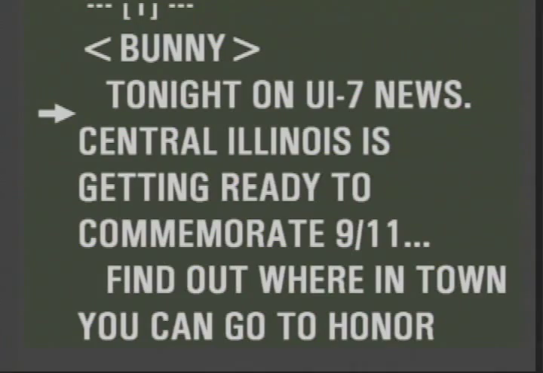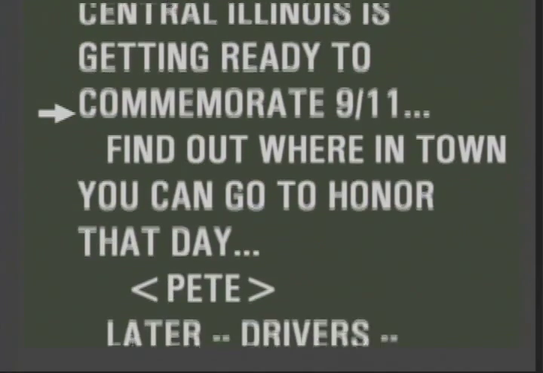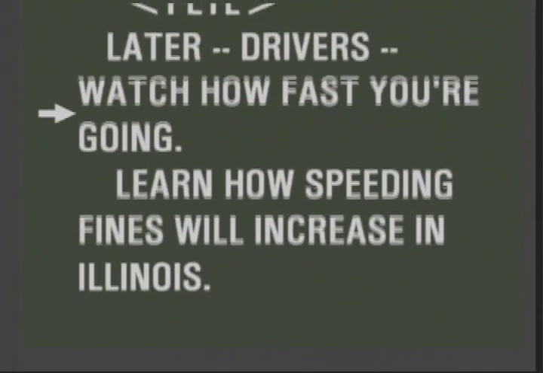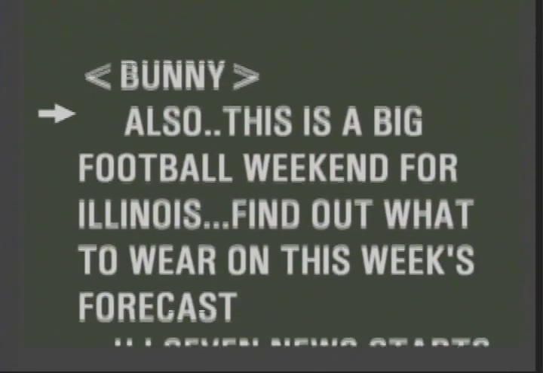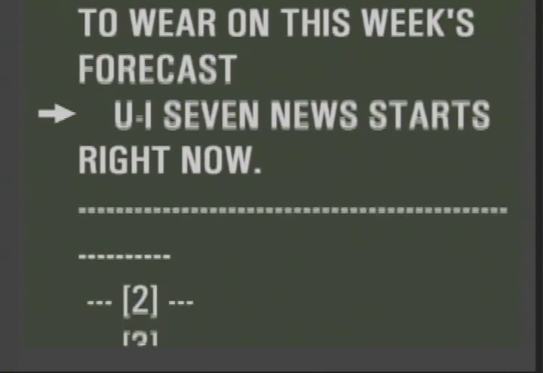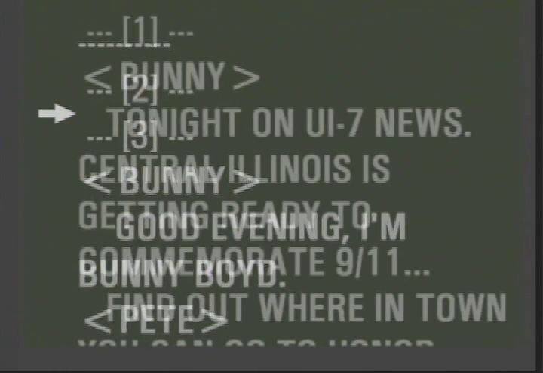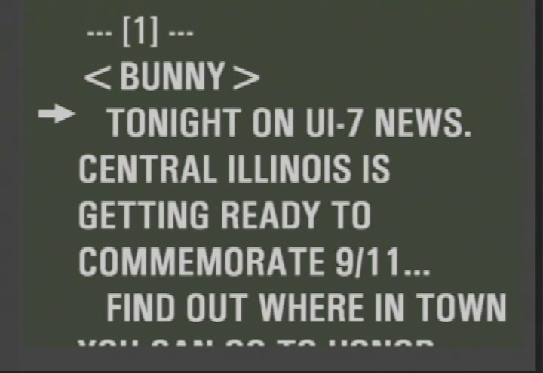This is another example of bad prompting. Tonight on UI7 News, Central, find out later, drivers. Learn how. Also, there's football this weekend, Illinois. Found out the forecast. UI7 News. The prompter is going way too fast for the anchor to keep up.